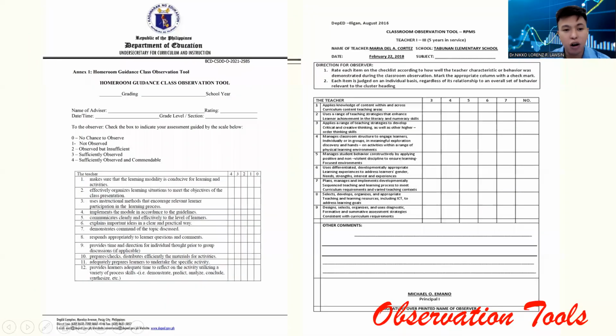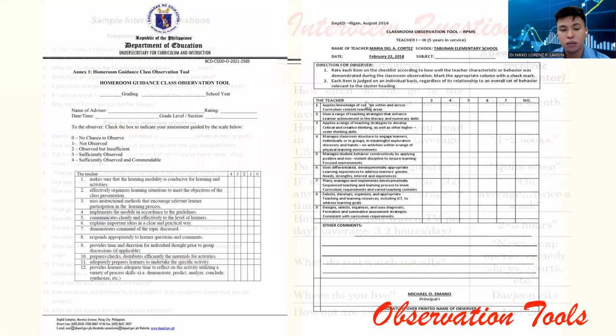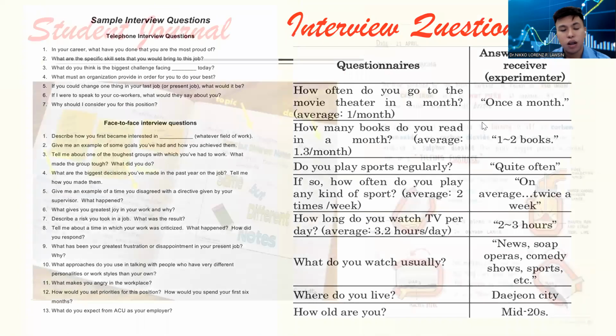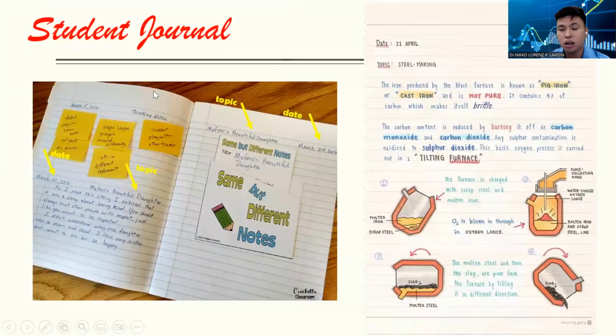This is an example of a classroom observation tool from the Department of Education. This is a sample of an interview questionnaire. Student journal. You can also use it as your evidence in your study. Learning logs, in other books.